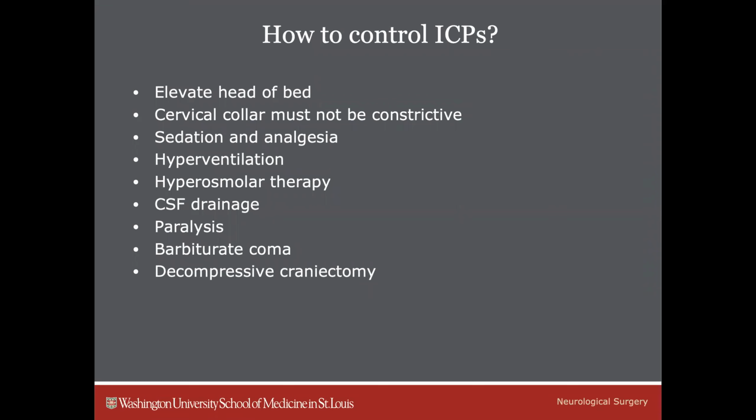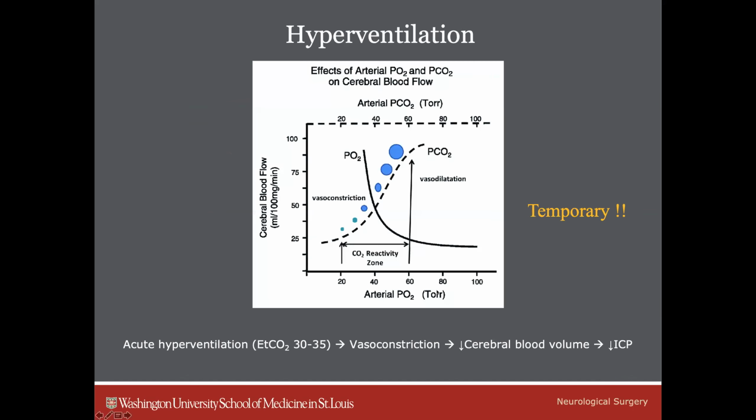Then you can use sedation and analgesia, hyperventilation, hyperosmolar therapy, CSF drainage, pharmacological paralysis, barbiturate coma, and then decompressive craniectomy. So I'll go into all of these in a little bit of detail. So hyperventilation. The concept here is that if you hyperventilate, you cause vasoconstriction, therefore there's decreased cerebral blood volume, and that reduces ICP. One important thing to keep in mind is that this is a temporary measure. You can use this as a bridge to a more definitive strategy, but this alone is not sufficient.